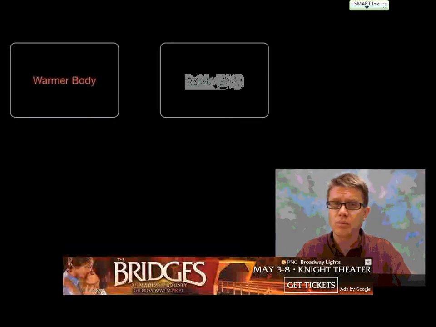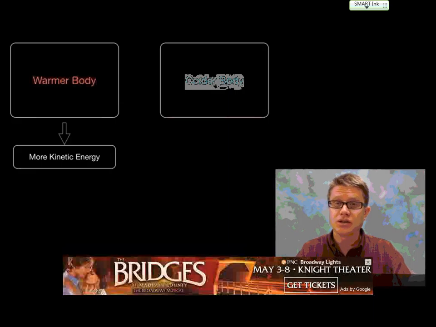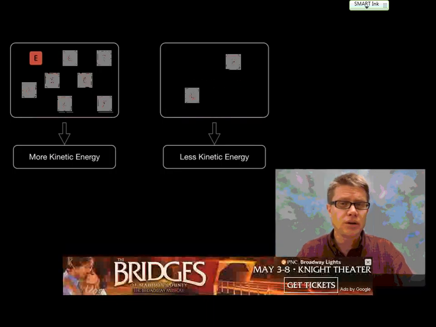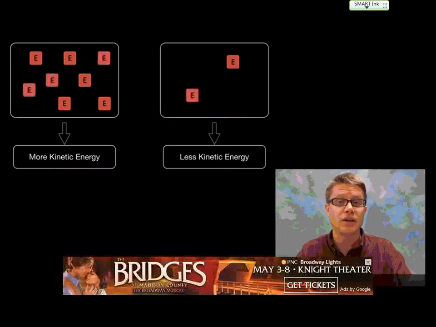And so if we ever have a warmer body and a colder body, the warmer body is going to have more kinetic energy. And again, that energy is in the molecular motion, or those molecules moving around. And we're going to have more energy in that than the colder body. A good way to represent that, and I'll use this model over the next few videos, is using these little cubes that represent the amount of energy. In this case, that's going to be thermal energy.